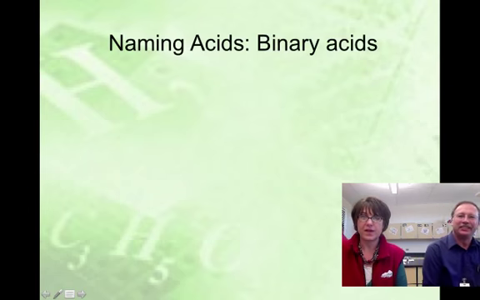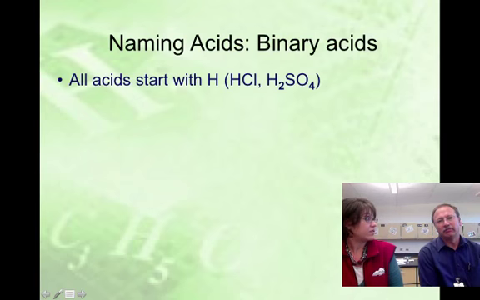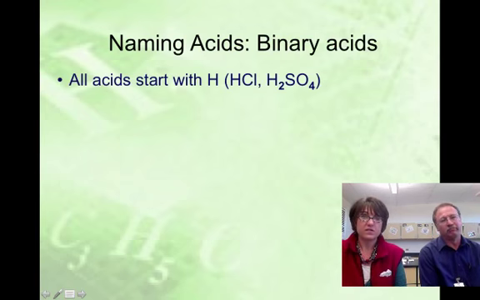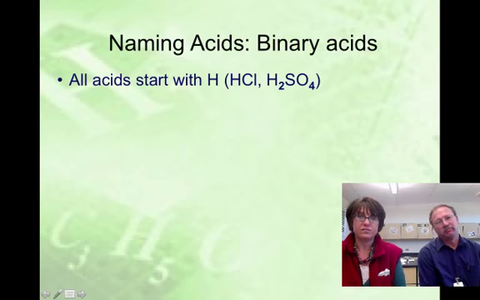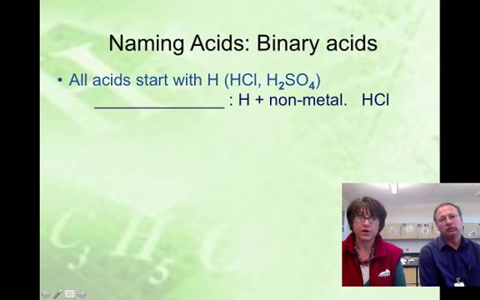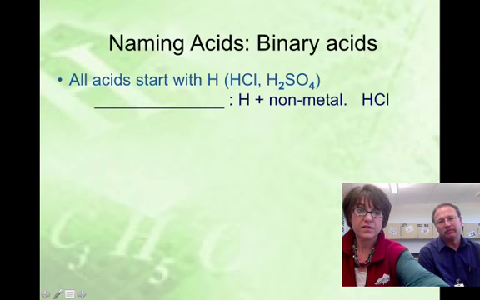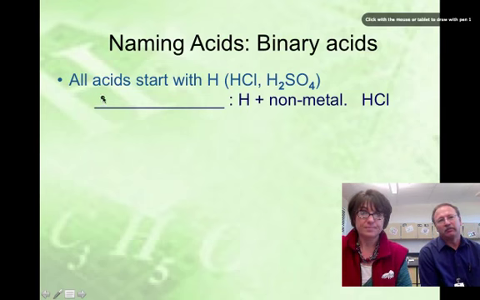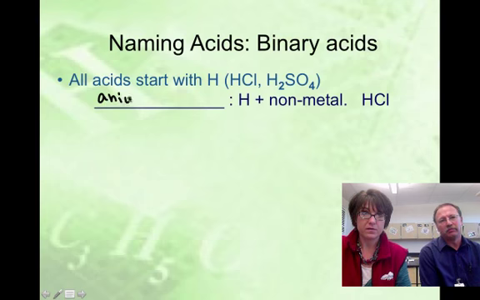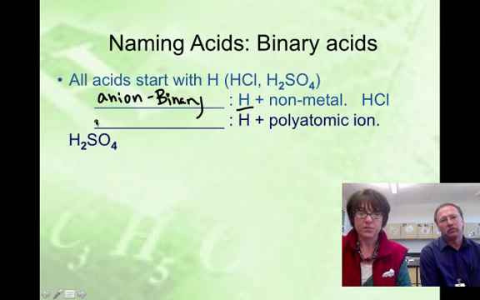All right, let's work on naming acids. We have two types of acids. One is the binary acids. If you look at what an acid is, you see it starts with hydrogen, always. So a binary acid is where we would have some anion with hydrogen, no oxygen. So hydrogen and a nonmetal, that's called a binary acid. And then a different type, with a polyatomic ion, is called an oxyacid.